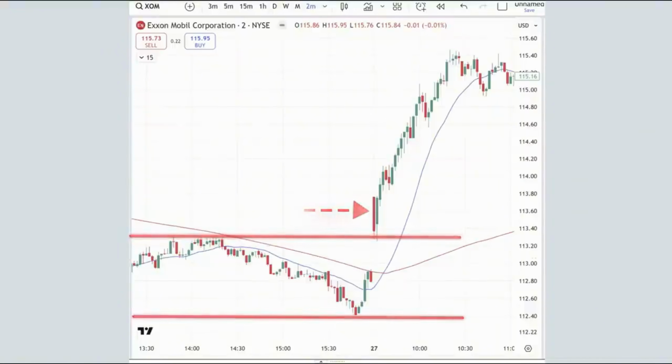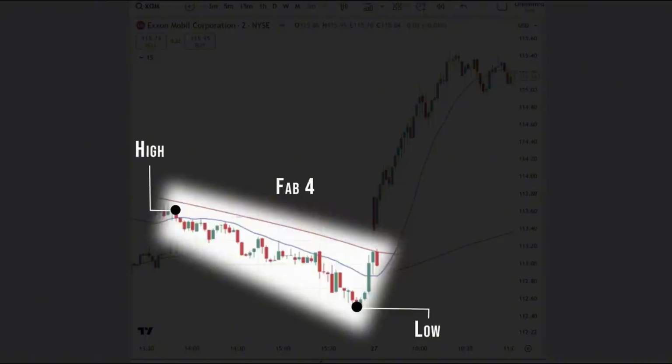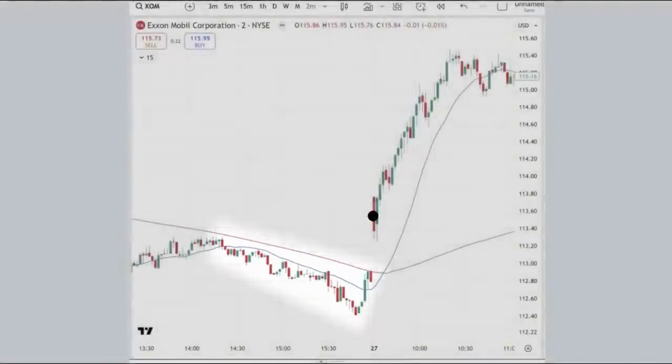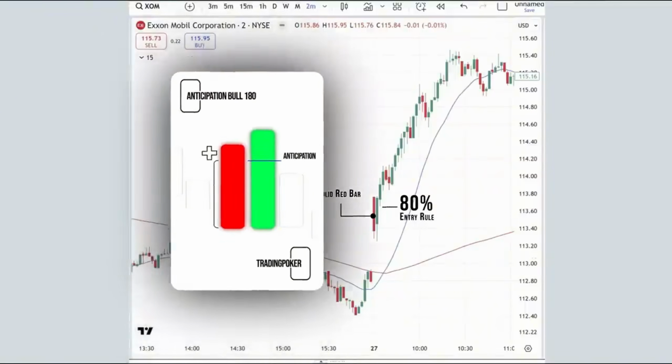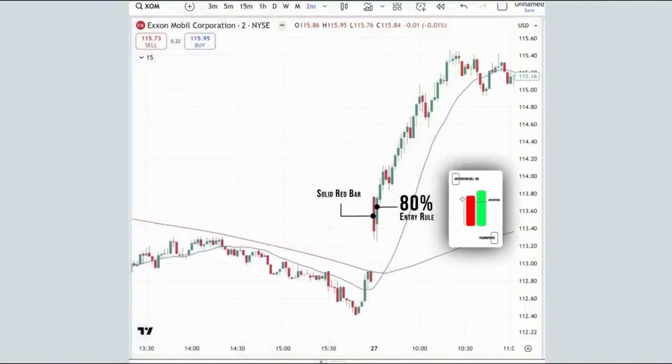You've got a nice little fat fork going on here. Look at the tightness of your moving average. That's the quick and dirty way. So you've got a narrow state. You're right above the narrow state. Solid red bar. Can you do an 80%er here? I would say yes.